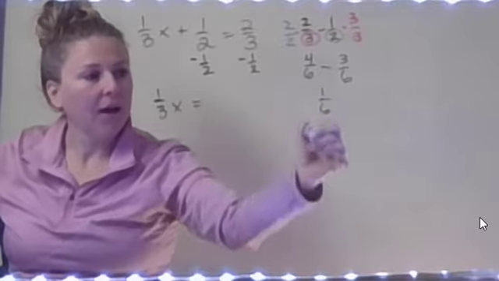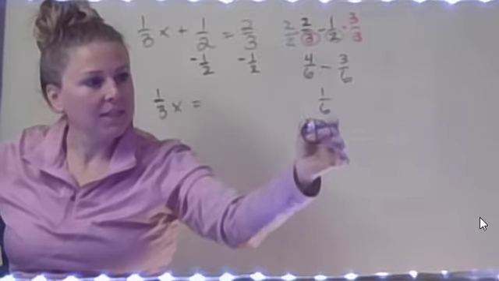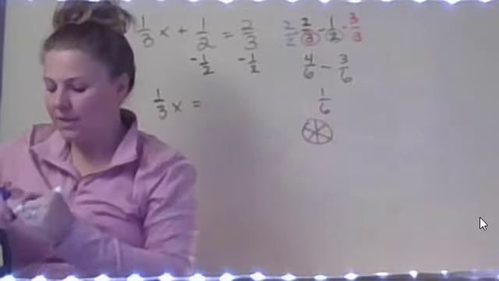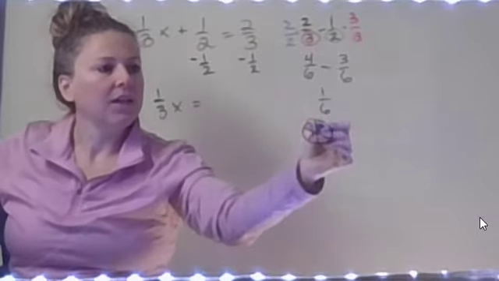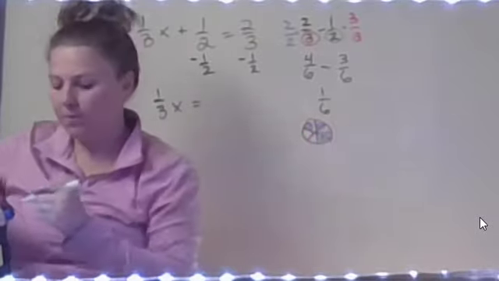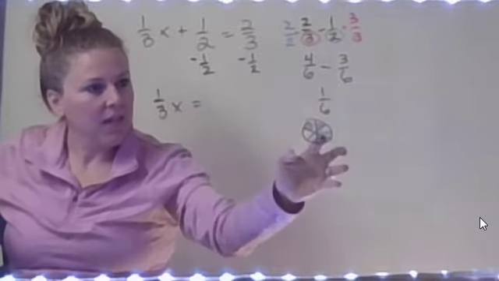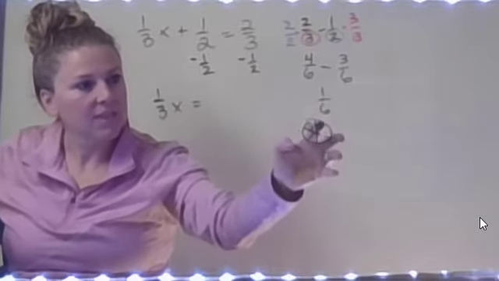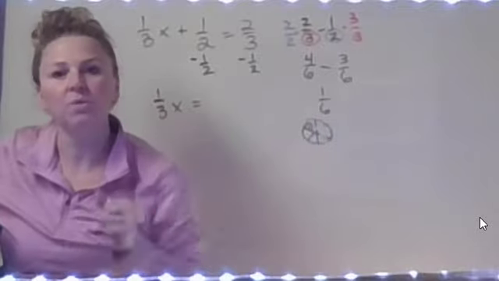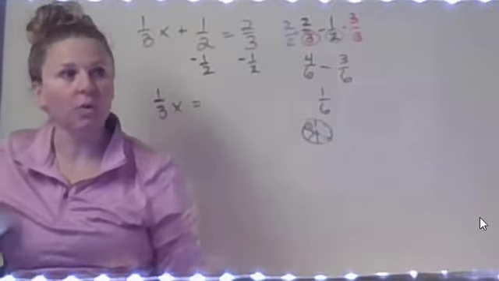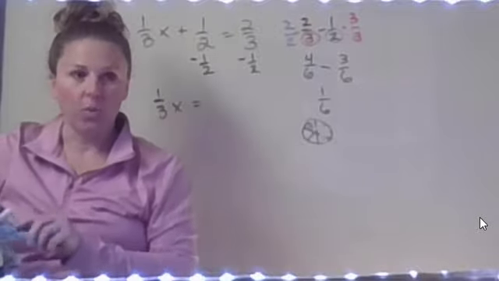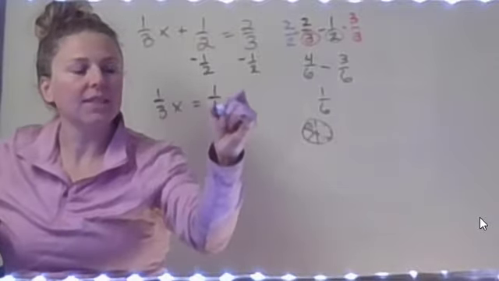If you have the pie broken into 6 and you have 4/6, and then you take away 3 of the 6's, you have the same denominator, you're left with 1/6. The only way you can add and subtract fractions is if they're equivalent. So 1/3 x equals 1/6.